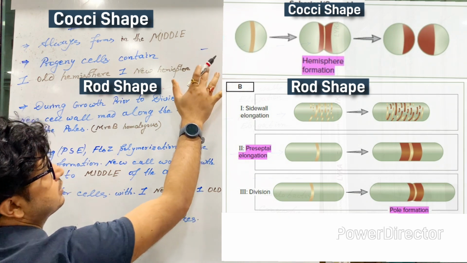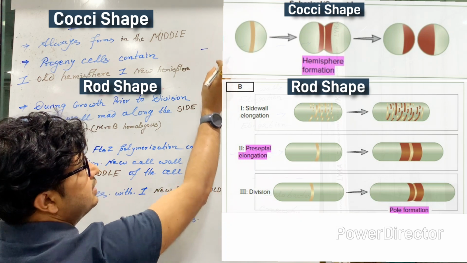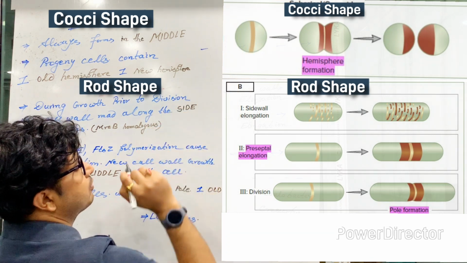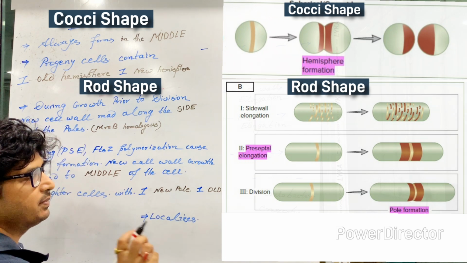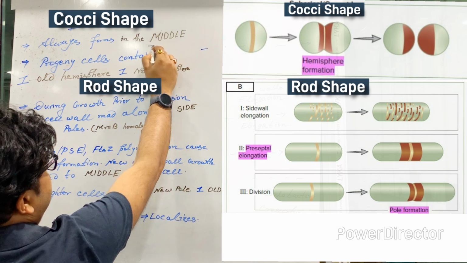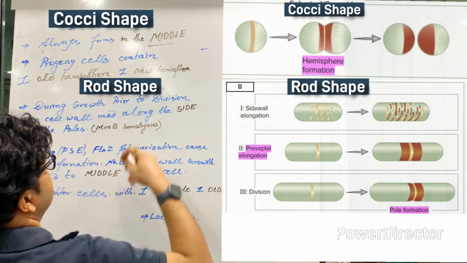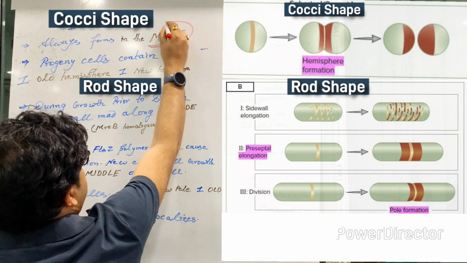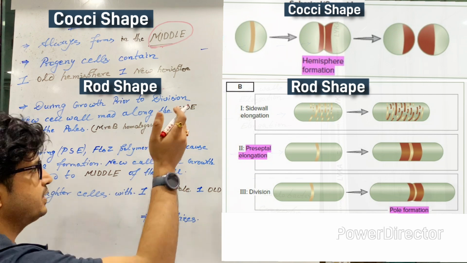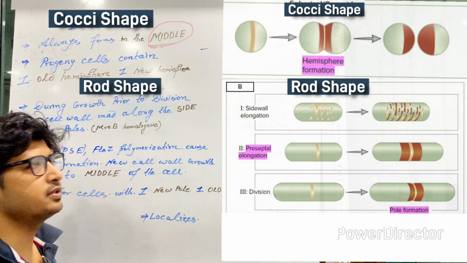So here the picture depicts a cocci shape. Now you can see the shady area in the middle. That middle is showing you the septum formation. That septum formation will always be there in the middle. That you should remember. In case of spherical bacteria, septum formation will be in the middle, and from there it will enlarge, it will elongate, and then it will divide into daughter cells.